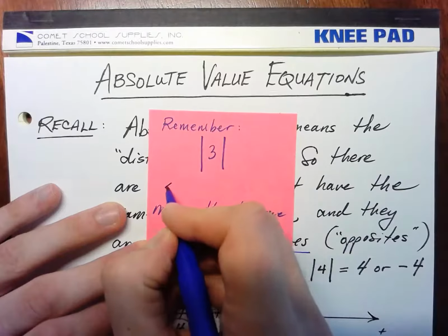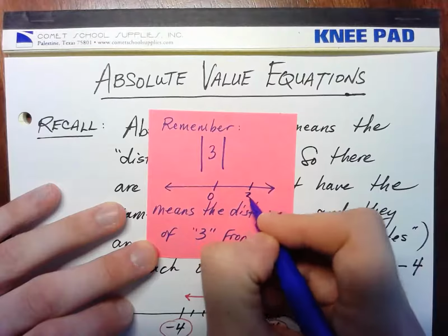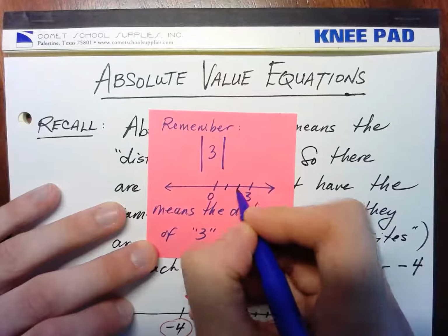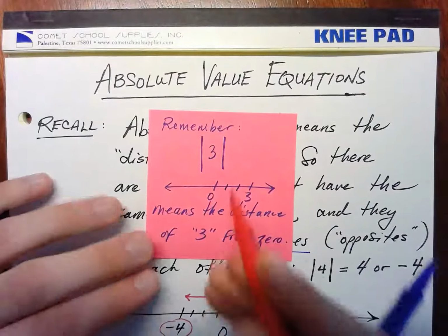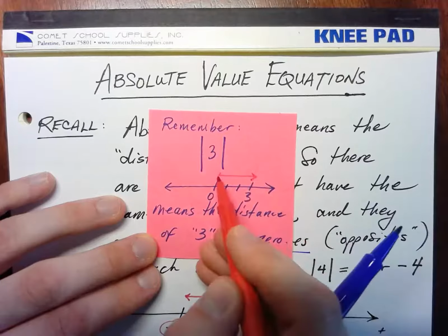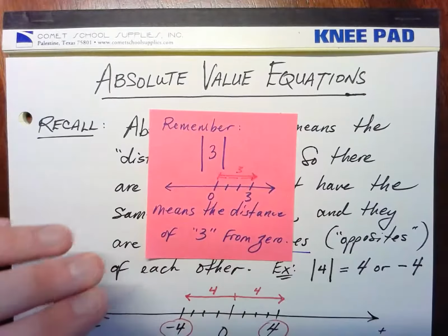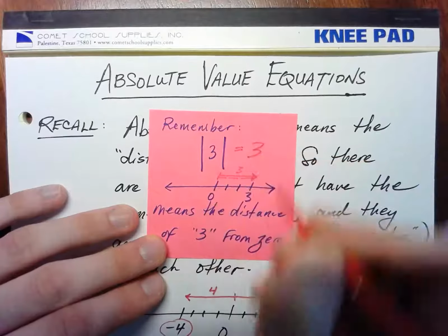If we put it on a number line like this, there is 0, and there is 3, and here we have 1, 2, 3. What this is asking us is how far is the 3 from 0? And it is 1, 2, 3 away from 0. So the absolute value of 3 is 3.